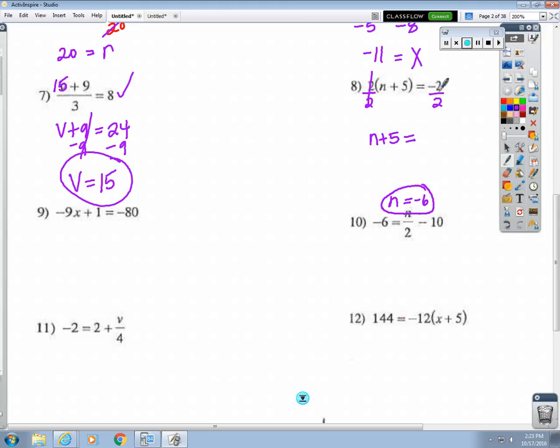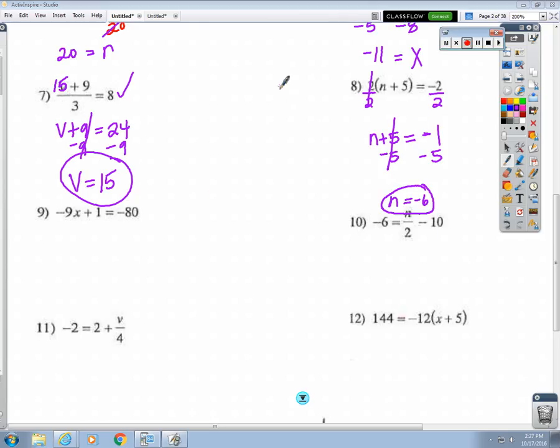On the right side, what do you get? Negative 1. Now to solve for n, what do you do on both sides? Minus 5, and then negative 1 minus 5 is negative 6. This one's easier. Okay, I want you to try 9 through 12 by yourself.